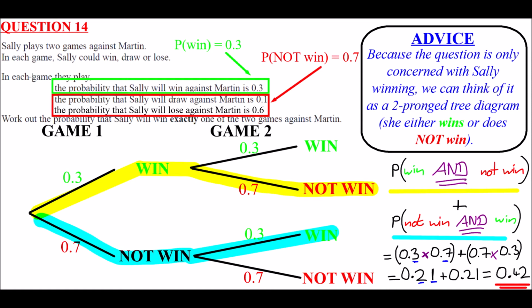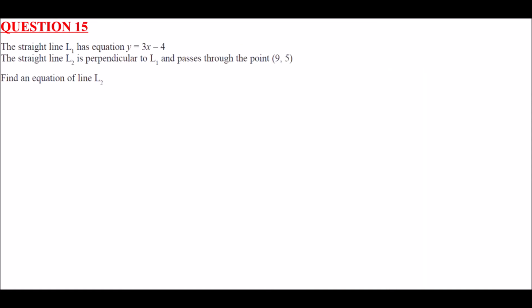Let's have a look now at question 15. Question 15, we've got a straight line, L1, which has equation y equals 3x minus 4. The straight line L2 is perpendicular to L1 and passes through the point 9,5. Find an equation of L2. You don't have to, but my suggestion here would be to draw this out on a diagram. So L1 is y equals 3x minus 4. So let's imagine this on a coordinate grid.